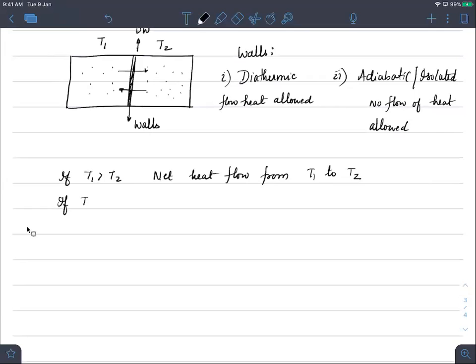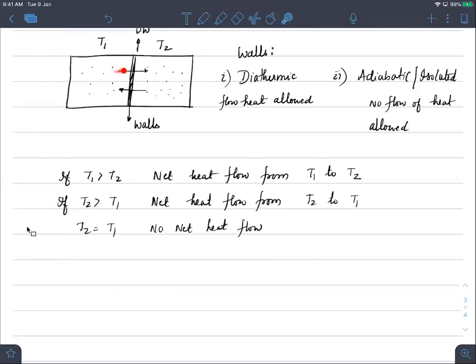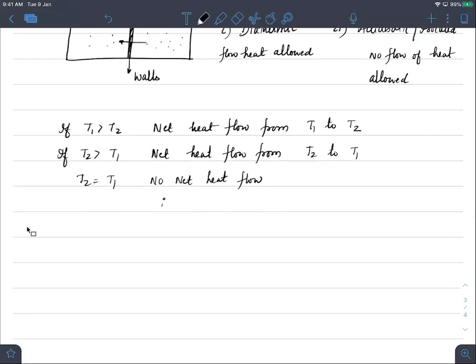If T2 is greater than T1, net heat flow is from T2 to T1. And if T2 is the same as T1, there is no net heat flow. See, heat is flowing, but the total heat that is flowing from left to right and right to left is the same. This is called a state of thermal equilibrium.